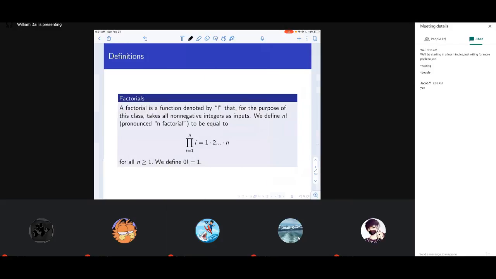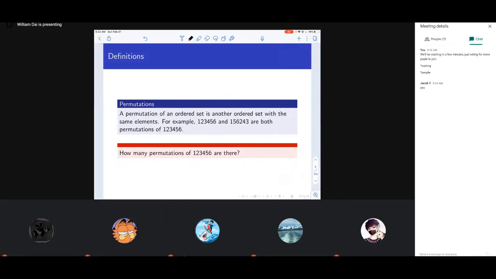Okay, so our first topic is the permutation. Here's the definition of a factorial. It's just the product of the first n numbers. You should take note of this because it isn't intuitively obvious: we define 0 factorial to be 1 because it's convenient and it works with the other definitions we have. And here's how it's useful for counting.